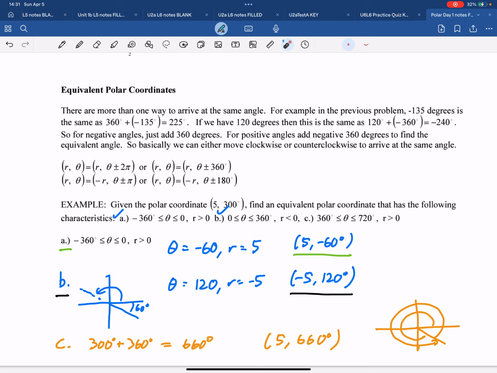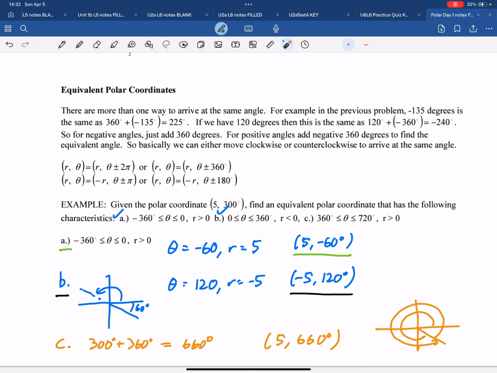So these questions, they're basically giving us a scenario, and we want to find an equivalent polar coordinate that has the following characteristics. So if we're starting at 5, 300 and we want our angle to be between negative 360 and 0 with a positive radius, well, that means our radius still has to be 5, but instead of rotating 300, how can we get there? Well, we can do negative 60. So 5, negative 60 degrees and 5, 300 degrees put us at the same place. So hopefully that makes sense.